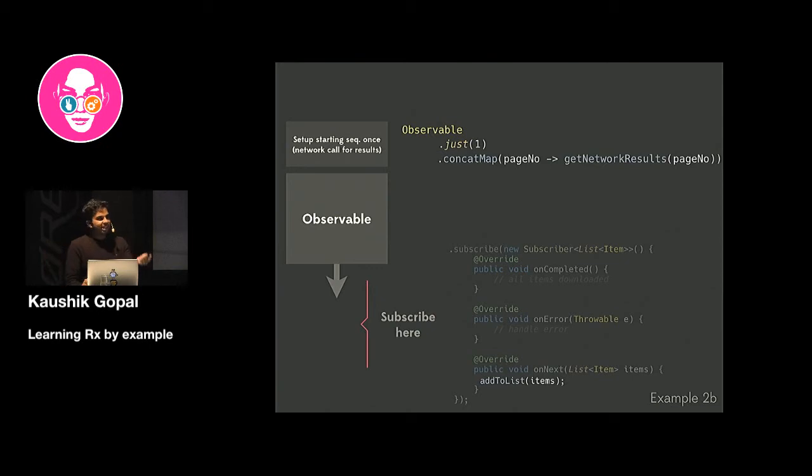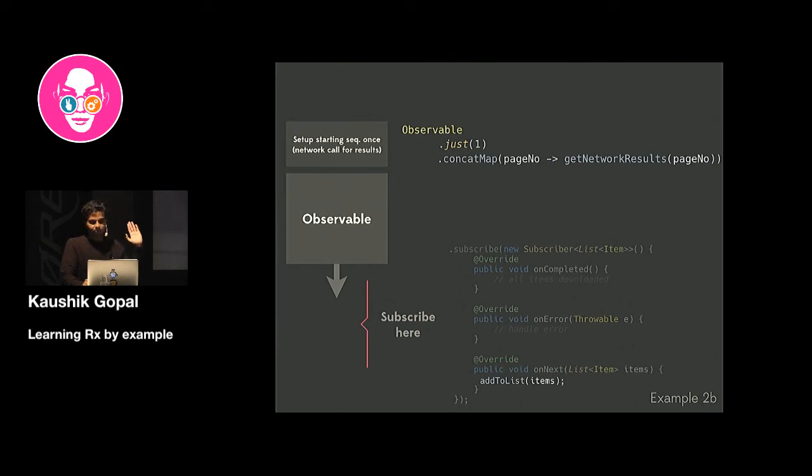So what concat map does is exactly the same as flat map, but it respects order. If you say, get me page number 2, get me page number 3, get me page number 4, and it so happens that page number 3's results have come down faster than page number 2, it actually waits. It buffers the results until the request that was executed first is fulfilled. So that's just a small variant of flat map called concat map, right?